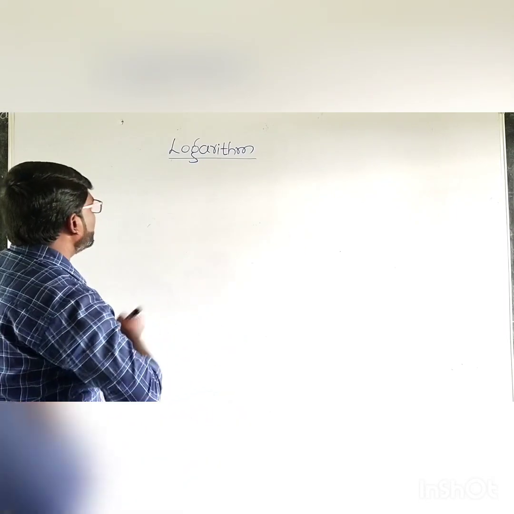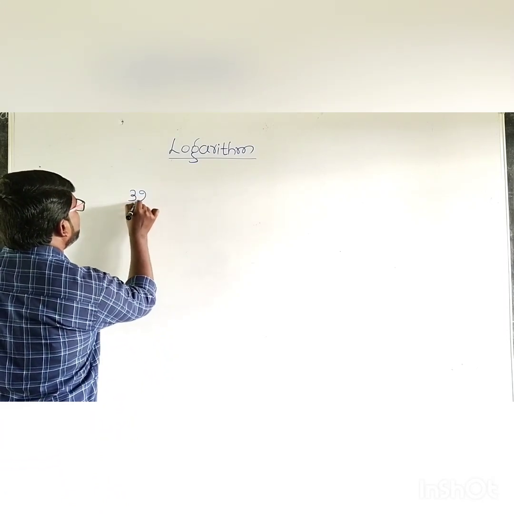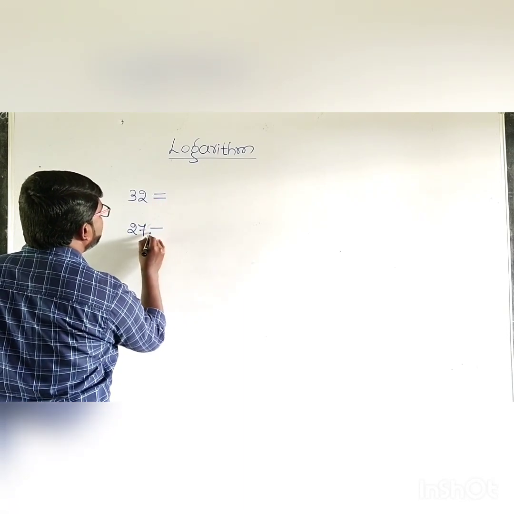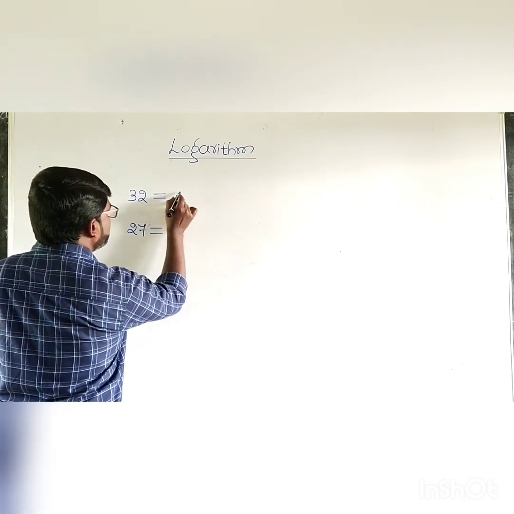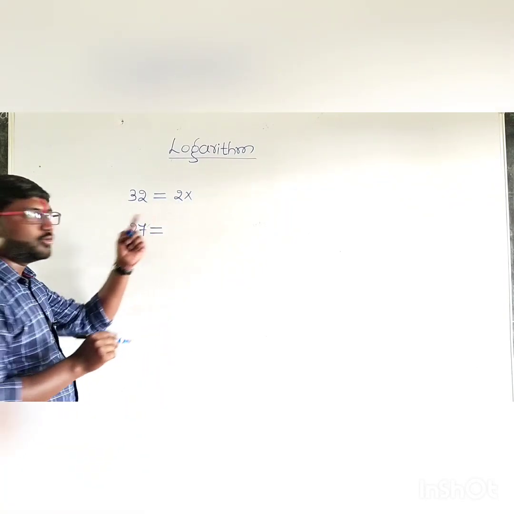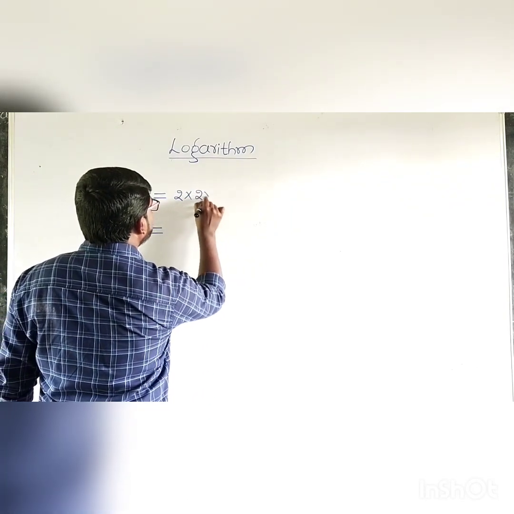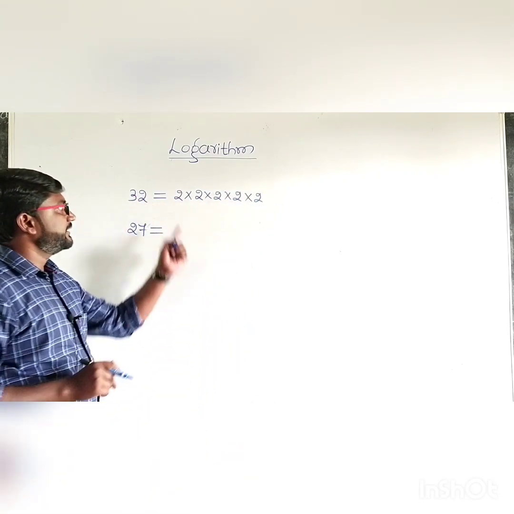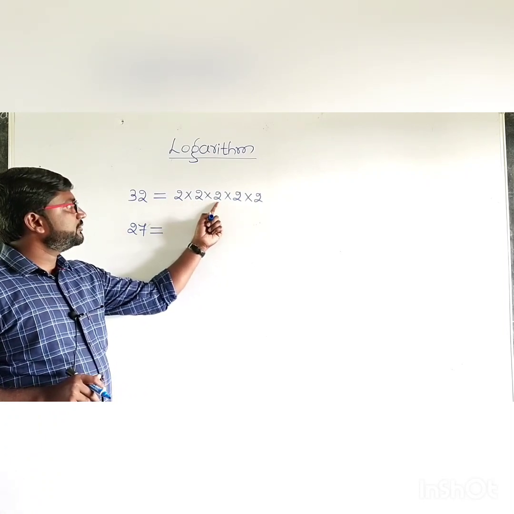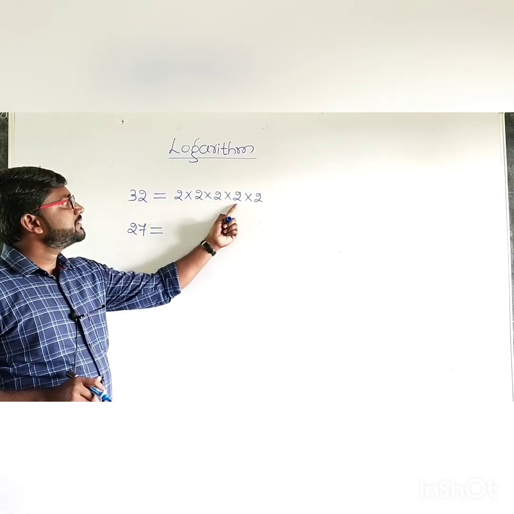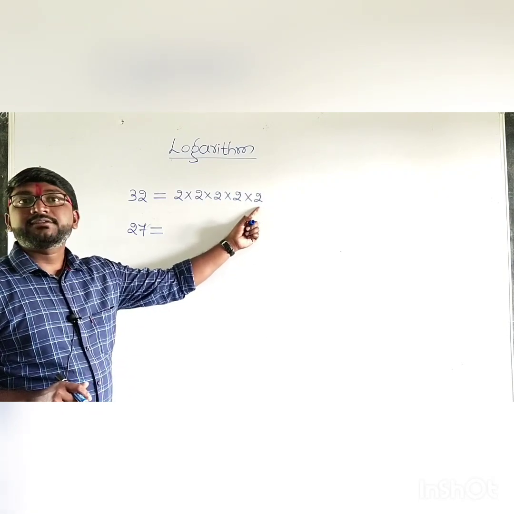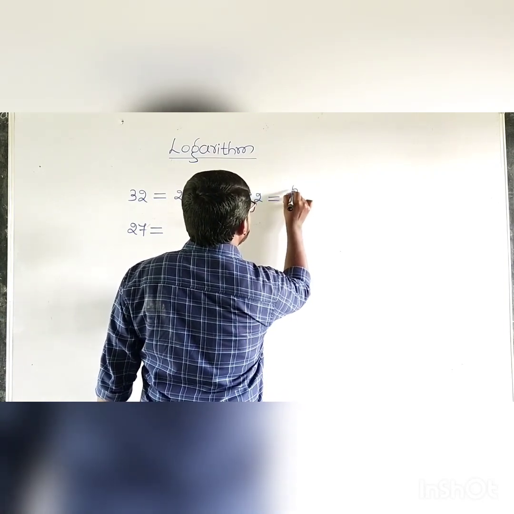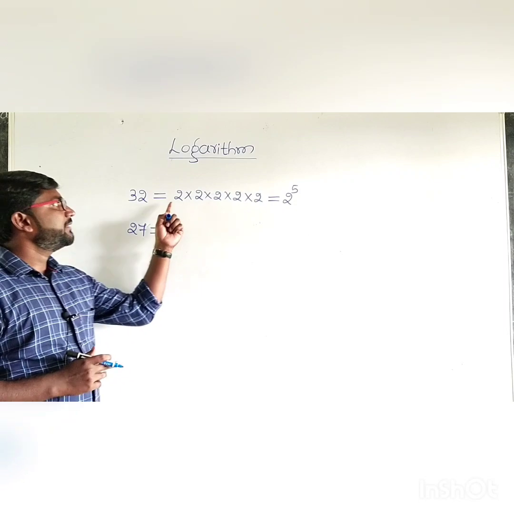I take two numbers here: 32 and 27. 32 can be written as 2 into 2 into 2 into 2 into 2. See here, 2 into 2 is 4, 4 into 2 is 8, 8 into 2 is 16, 16 into 2 is 32. So this is nothing but 2 to the power 5. 2 is repeated 5 times here.